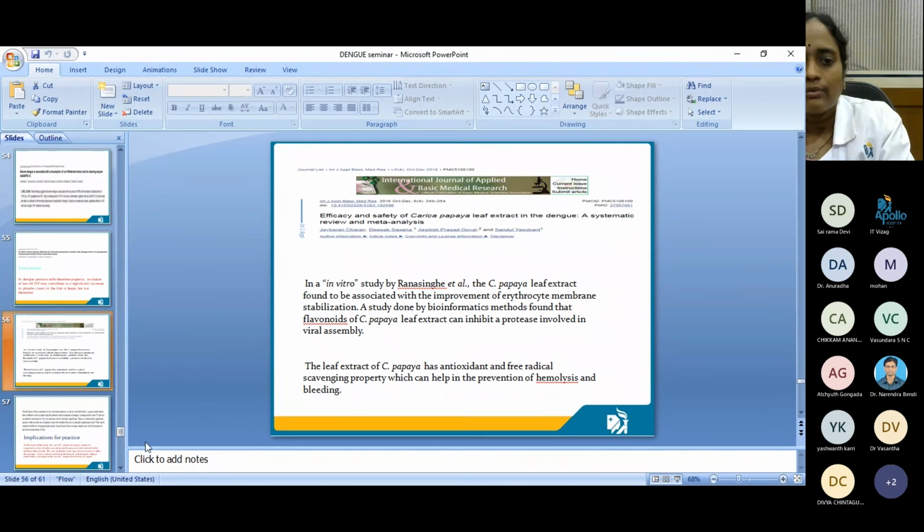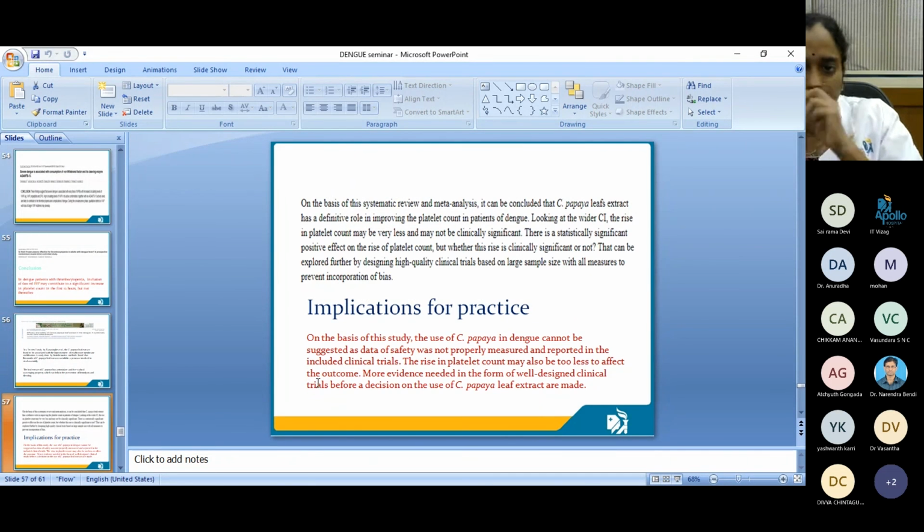But will my patient benefit from Carica papaya leaf? The answer is we don't know. The increase in the platelets may not be a significant rise, and we don't know the safety. On the basis of the studies, the use of Carica papaya in dengue cannot be suggested, as data on safety was not properly measured and reported in the trials, and we don't know to what extent it has caused the increase in platelet count. So we don't know.